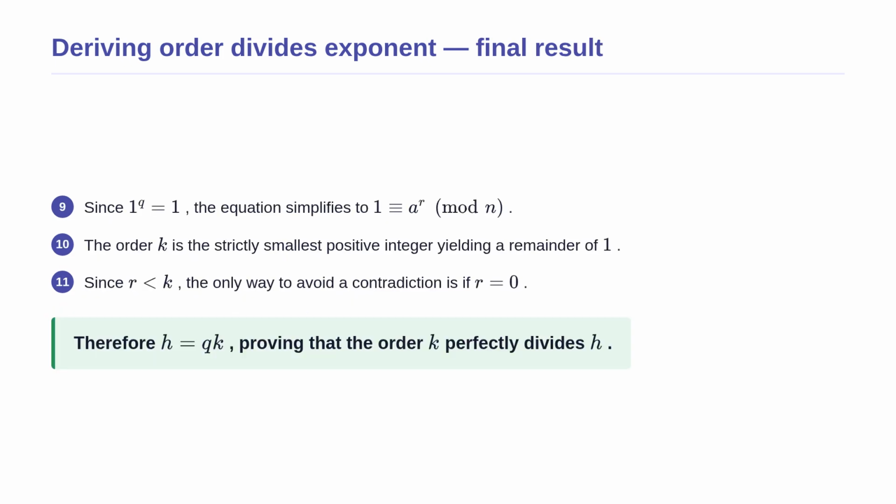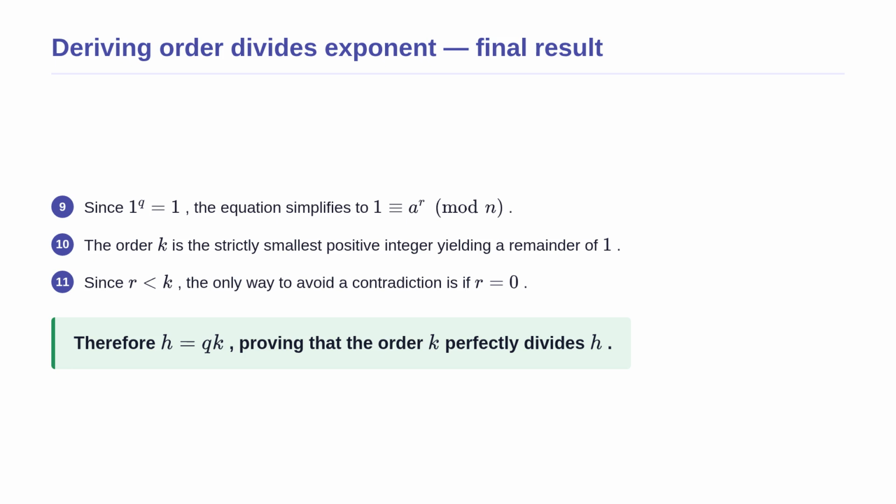Let us bring this proof to its final conclusion. Since the number 1 raised to any power q is still just 1, that entire term vanishes. We can drop it entirely, leaving us with a beautifully simple relationship. 1 is congruent to a to the power of r modulo n. This tells us that a raised to the power of r leaves a remainder of 1.